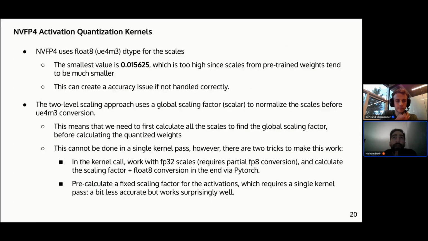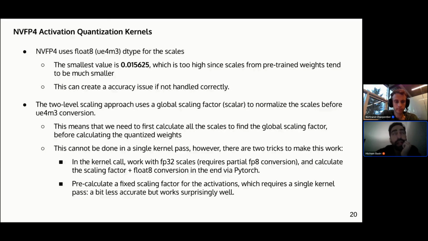The issue is, if you do it naively, if you take an MXFP4 kernel and just replace the dtypes, it's not going to work. Because you would have scales that are very small, and then you cast them to float 8, E4M3, and you get NaN values because they are outside of the range. The smallest value is 0.015625, and if you get something like 0.001 and cast it to float 8, it's going to give you a NaN. So one thing to keep in mind is that whenever you're working with float 8, you always have to make sure that it fits the range. Otherwise, if you do the conversion, you will get NaN values.